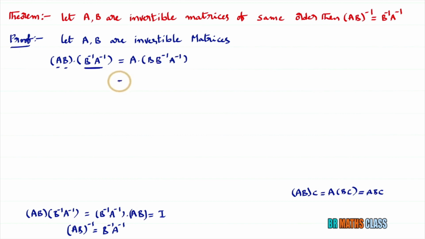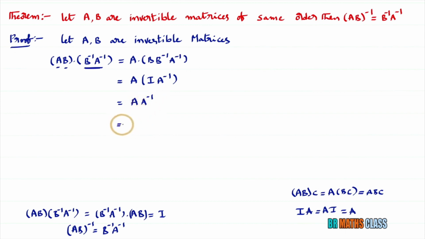Just now from the definition of invertible matrices, we know that B into B inverse is I. So what will this become? B into B inverse is I, so I into A inverse. Here A inverse is a matrix. We learned from the properties of a product of matrices that AI equals IA equals A. We know this property. I into A is A. So here I into A inverse is A inverse only. So first I'll write A into I into A inverse, which is A inverse only.